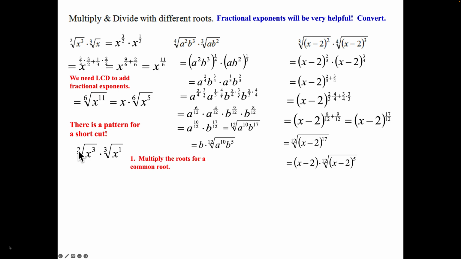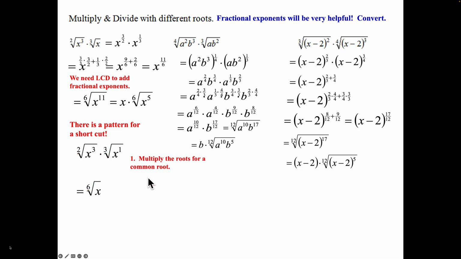Number 1, you multiply the roots together to come up with your common root. It's a 6. Now, where did the 11 come from? Look at what we did right here. This was 3 times 3 plus 1 times 2. Where did the 3 over the 3 come from? It came from this root. Where did the 2 over 2 come from? It came from the square root.